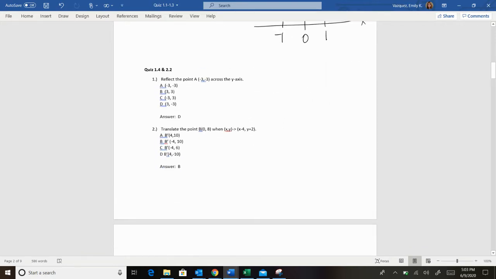For the next one, we have 1.4 and 2.2. So reflect the point across the x-axis, or the y-axis, sorry. When you are reflecting across the y-axis, here's your original point. A reflection across the y-axis means that your x is going to be negative. So my original point is -3, -3. And if I apply this rule up here, I know that my new point, A prime, for example, would be +3, -3. So D is the correct answer.